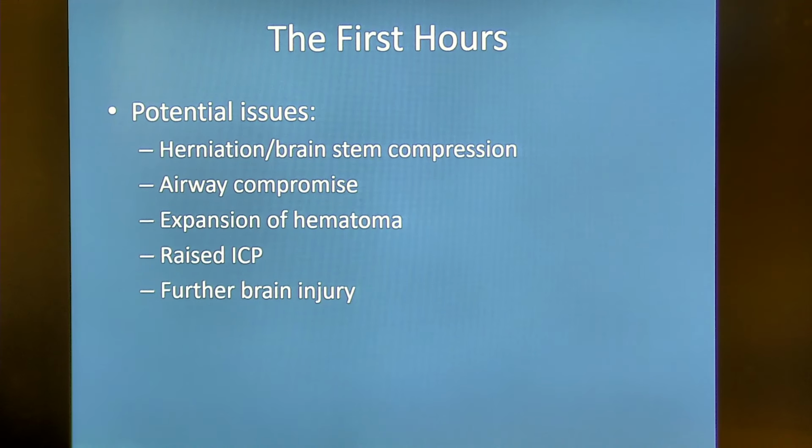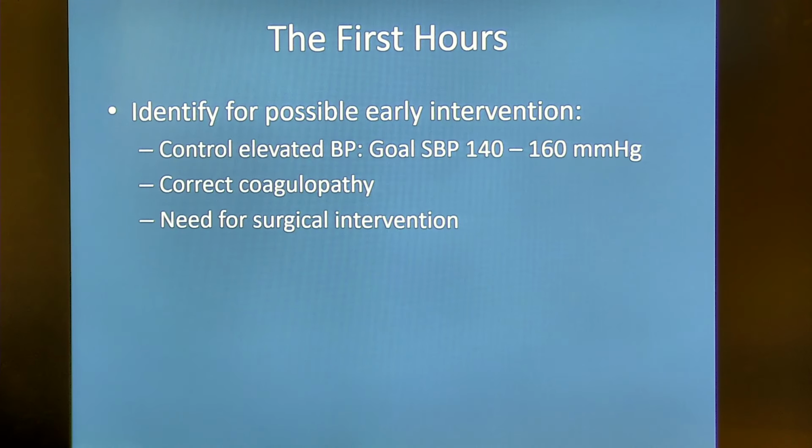The first hours are critically important to avoid worsening and to give the patient the best chance for a meaningful outcome. Some of the possibilities include herniation, airway compromise, expansion of the hematoma, raised intracranial pressure, and ongoing brain injury. Early interventions to achieve the best chance for meaningful outcome include controlling blood pressure, correcting any coagulopathy, and whether or not a surgical intervention is warranted. This would be done in conjunction with our neurosurgical consultants.